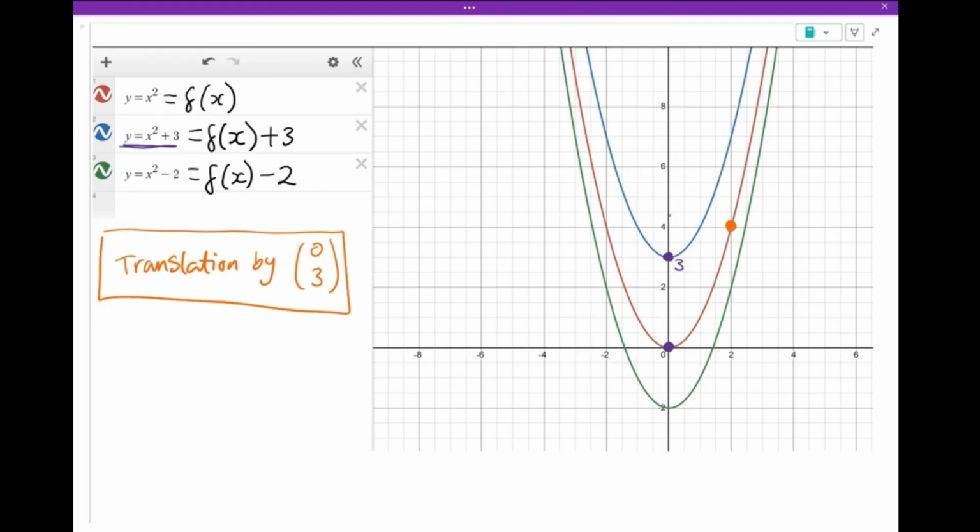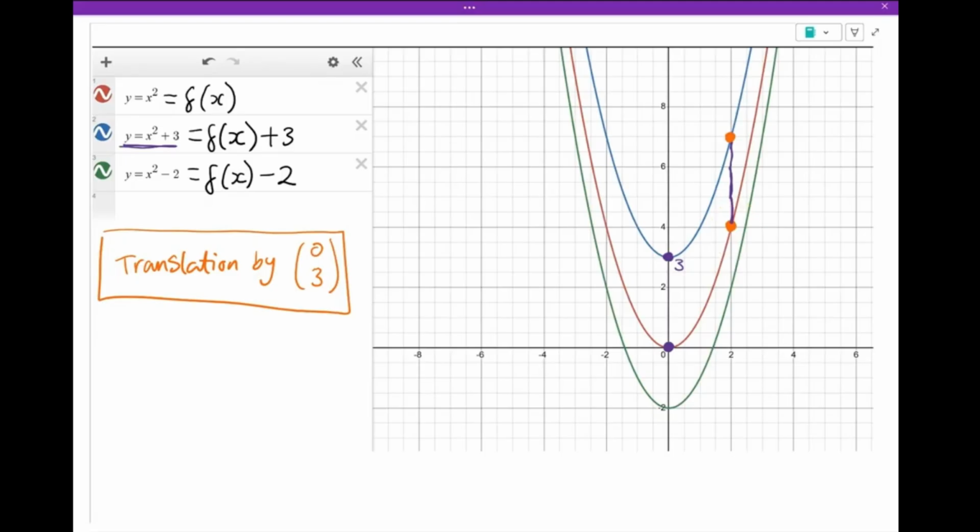So on my y-axis, 1 unit would be 2 boxes, just to be clear. So that would be 1 unit, this would be another unit, this would be another unit, and we end up on the blue curve there. So it seems that this translation does check out for this other point I've picked. If we move this point upwards 3, we're going to be on our blue curve.